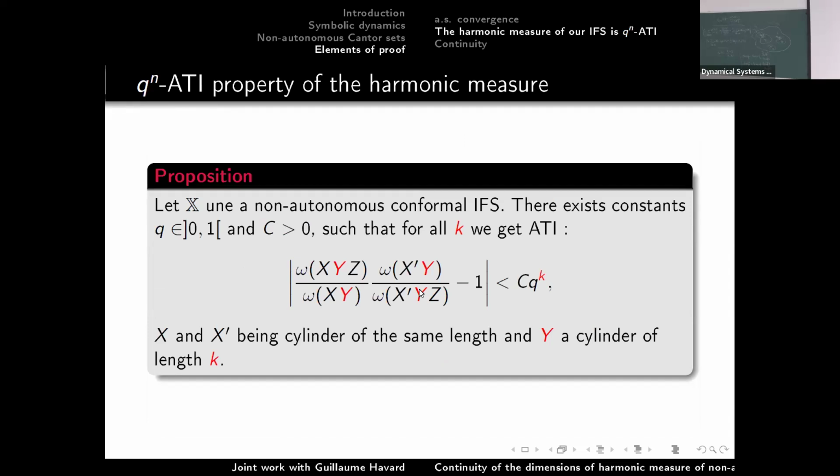Take an autonomous or non-autonomous conformal IFS; this is true for all IFS. There exist some constants Q and C, with Q smaller than 1, that make this inequality true for all x, for all z, and for any cylinder of length k. The only thing we have to keep in mind is that we cannot put any cylinders one under the other; this has to have a meaning. Okay?